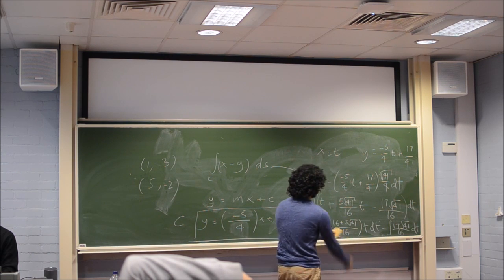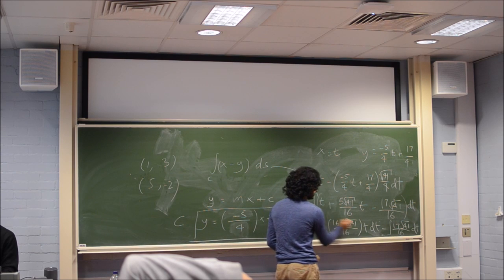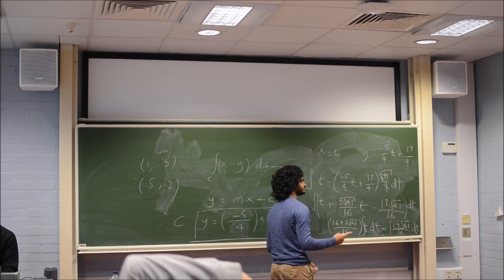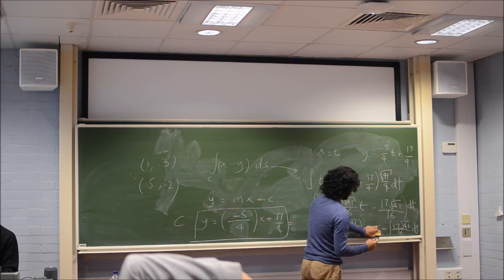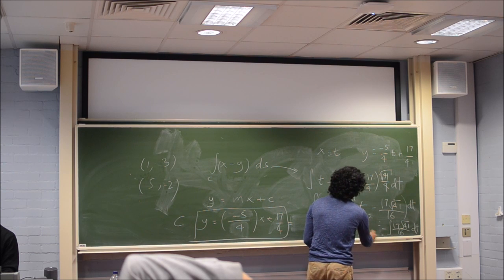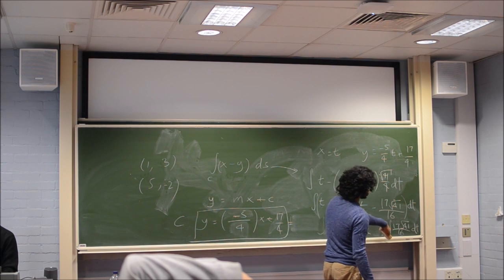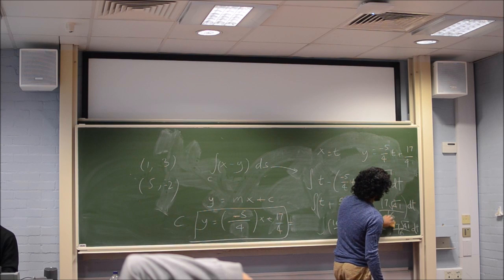This is just a constant, it just comes out, and it becomes the integral of t dt, which is t squared over 2. That other term is just a constant, so it just gives you t.